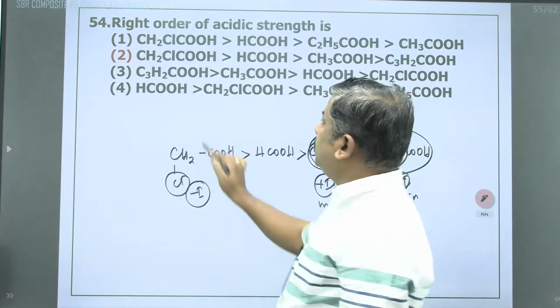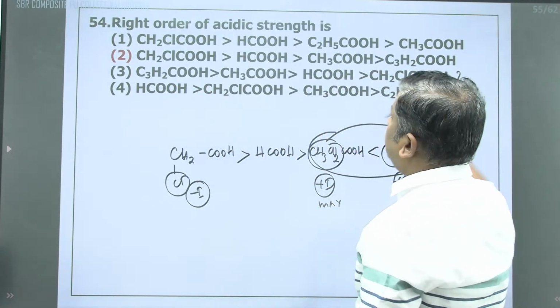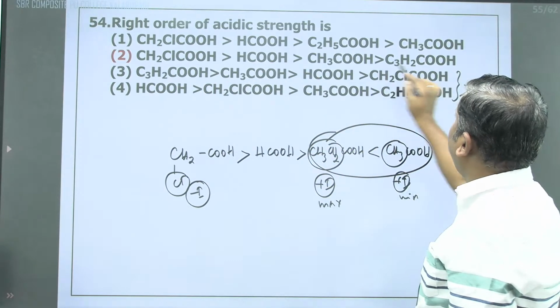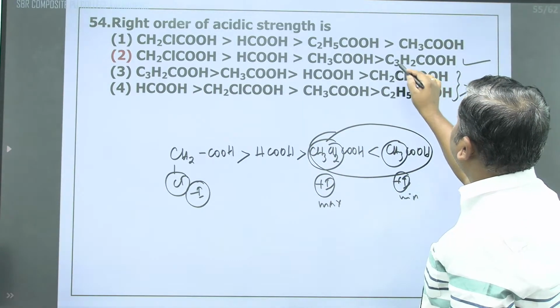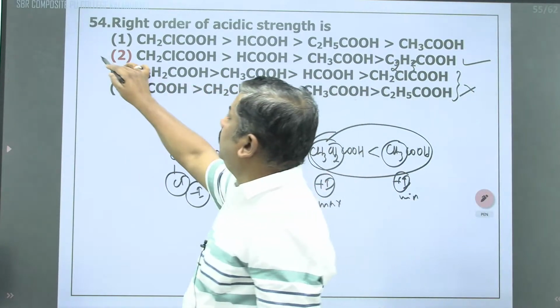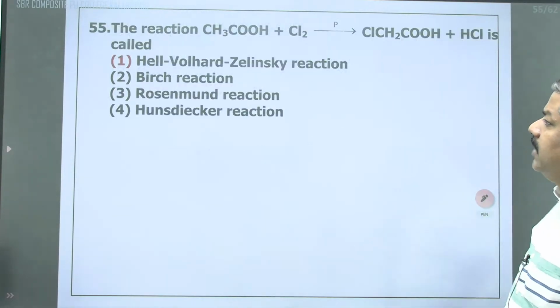First one, chloroethanoic acid. Next, the last two options are incorrect. After that, formic acid, next one correct. CH3COOH is found to be correct. C2H5COOH should be there. This compound is a weak acid, and the correct order of acidic nature of these compounds is the second option.